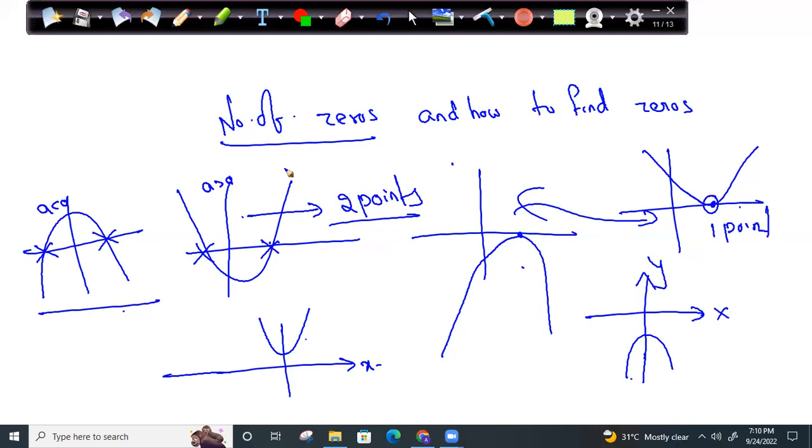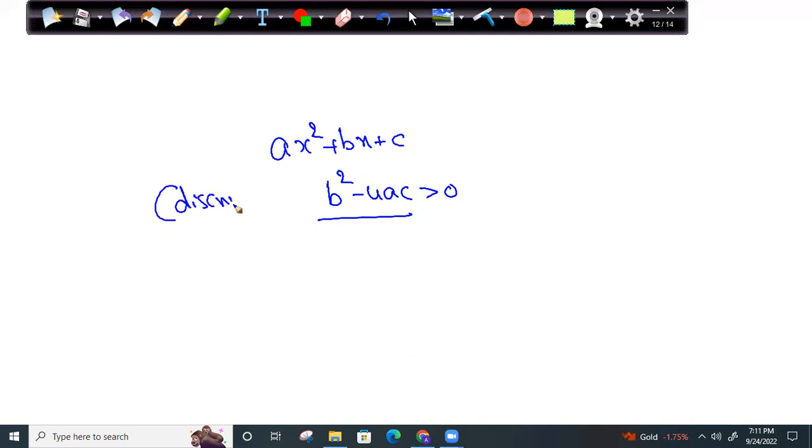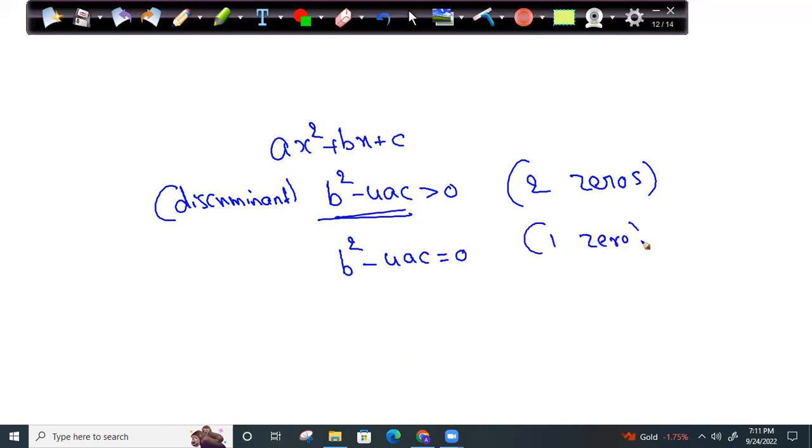I have 2 zeros if my quadratic function is of the form ax square plus bx plus c, and b square minus 4ac is greater than 0. This is called the discriminant. It is not required to know the terminology. It will have 2 zeros. If b square minus 4ac is equal to 0, I'll have 1 zero. If b square minus 4ac is less than 0, 0 zeros.